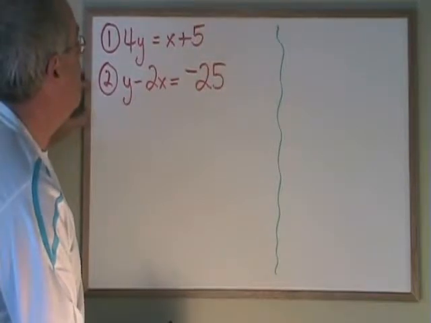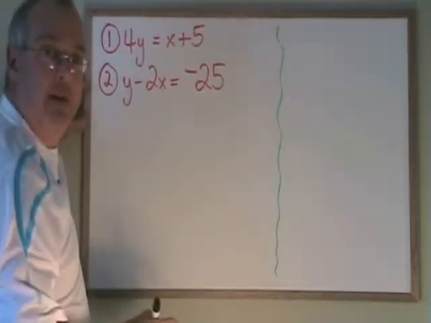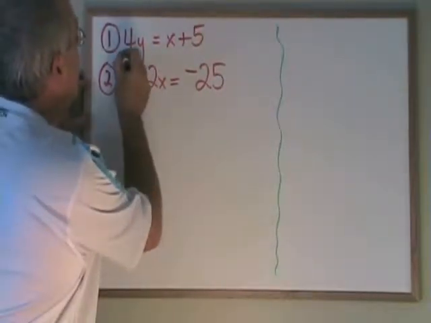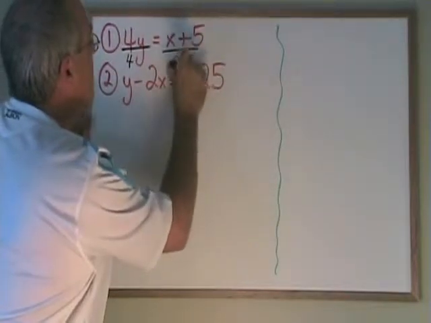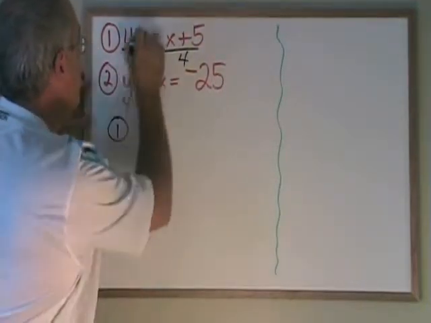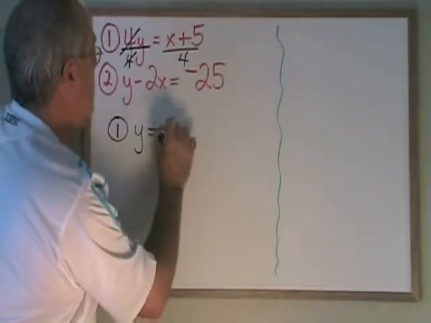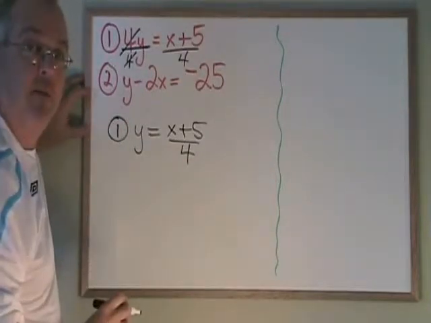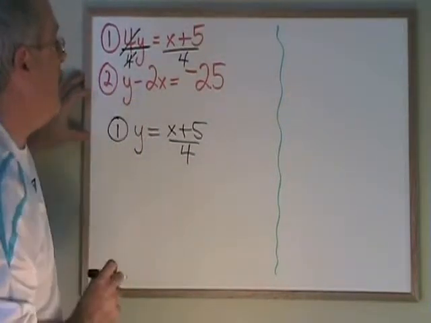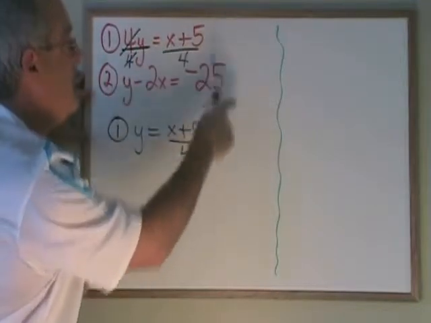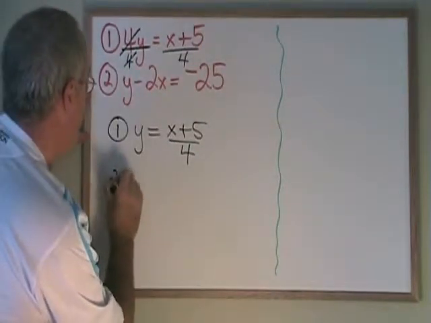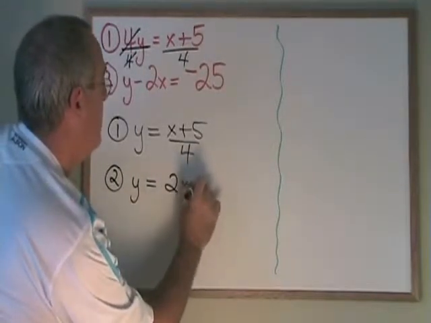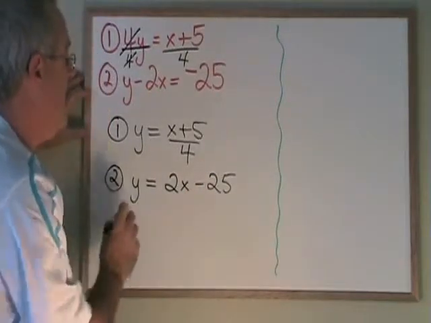In this example, the first equation is similar to the ones in example 1. The y is almost isolated. So if I divide both sides by 4, these 4's cancel, y equals (x plus 5) over 4. The second equation, there's a little bit more algebra that has to be done before I can get my y isolated. I'm going to move the minus 2x to the other side of the equals, and I'm going to get y equals 2x minus 25.